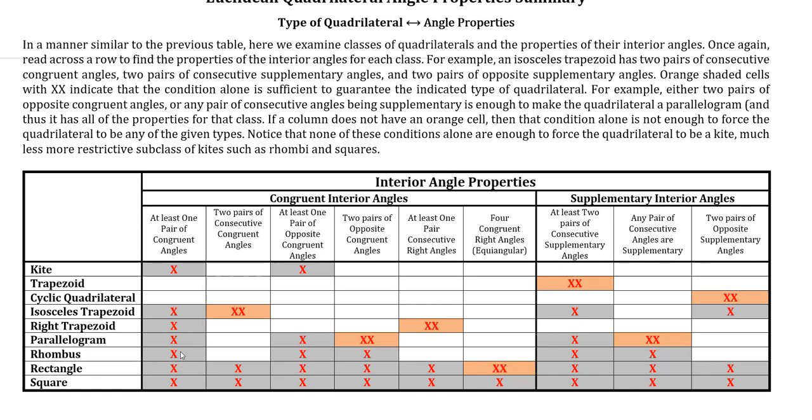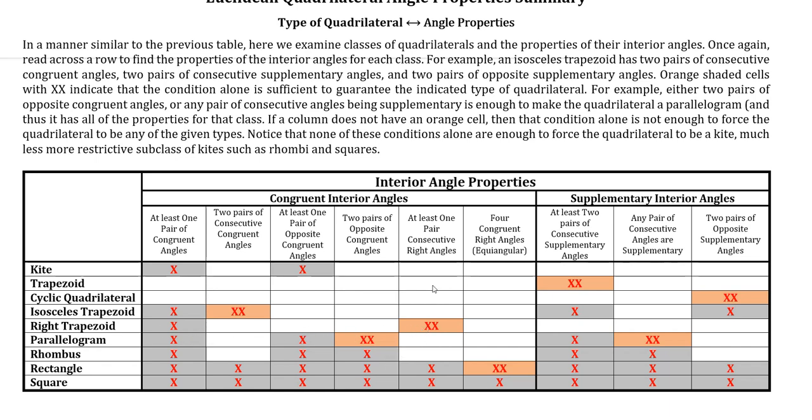A rhombus has a pair of congruent angles. Actually, it has two pairs, and they're opposite each other. Because after all, it is a parallelogram. So since a parallelogram has this property, all other special parallelograms, like a rhombus, rectangle, and square, will have those same properties.